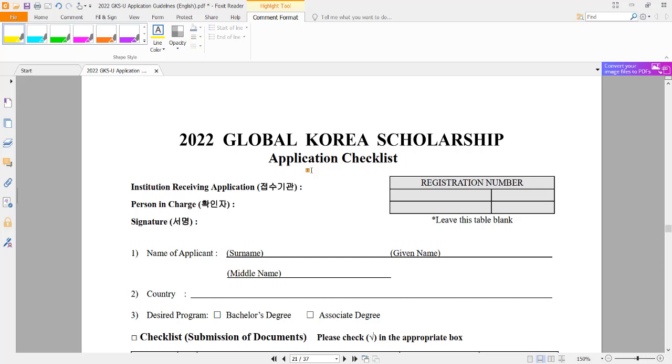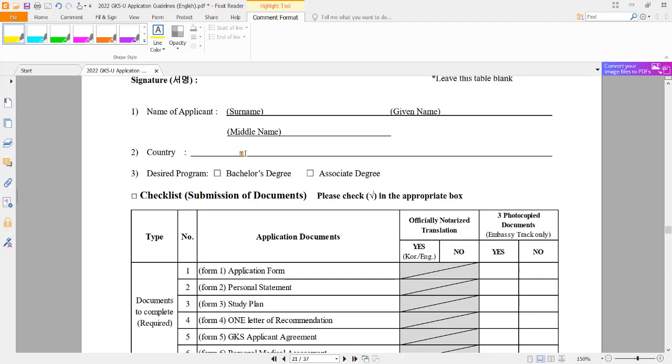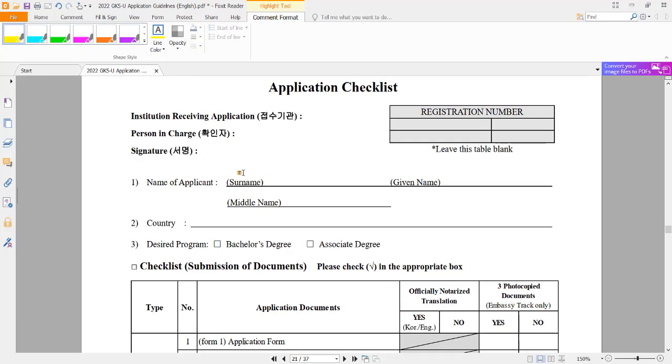Now moving ahead with the application. So the first thing you can see here is the application checklist. This is a document which you have to put in front of your set of documents, and this is just for checking if you have submitted all the documents or not.